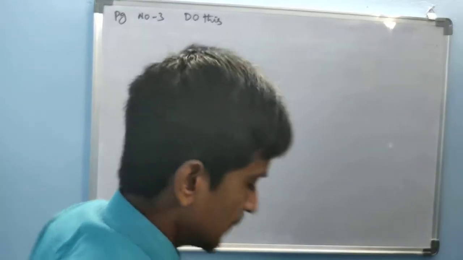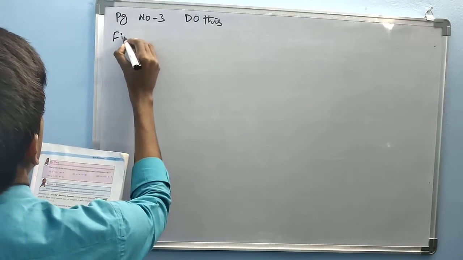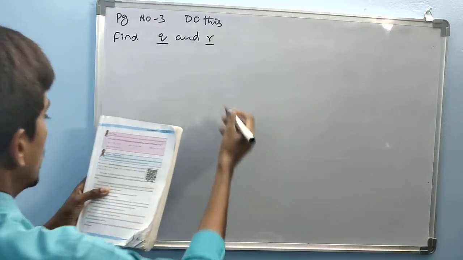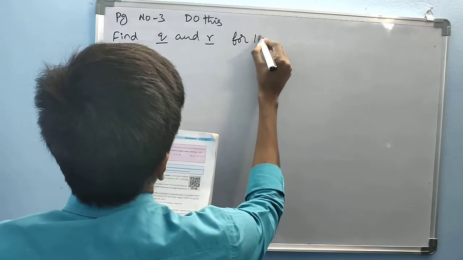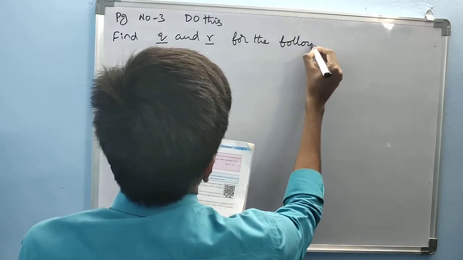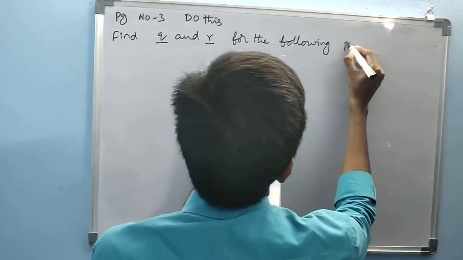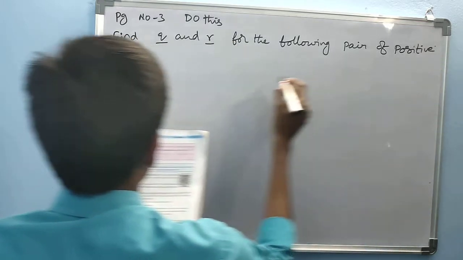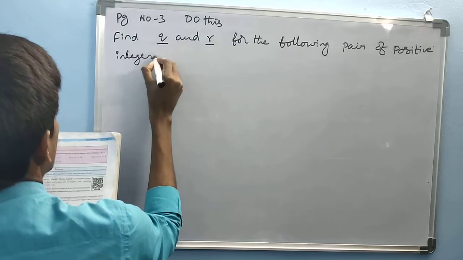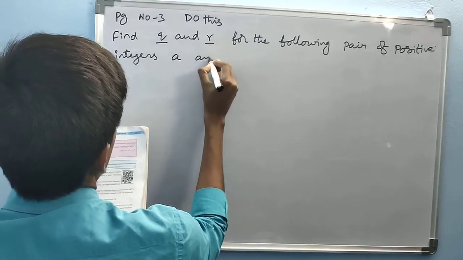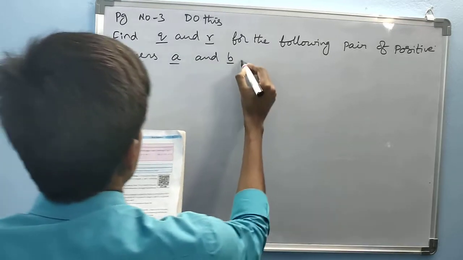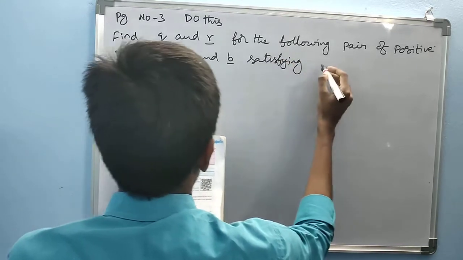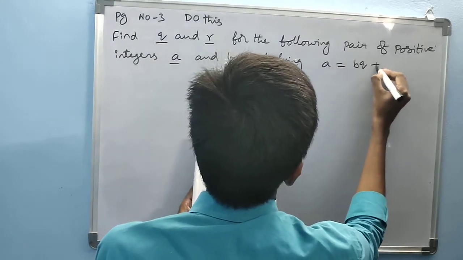The first one is: find Q and R. Find Q and R for the following pair of positive integers A and B satisfying A equals BQ plus R.